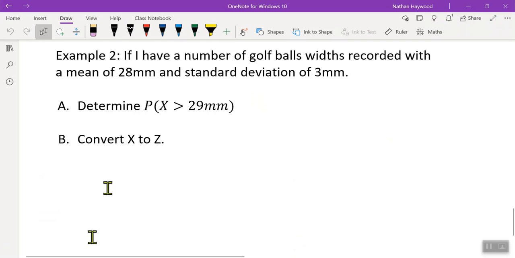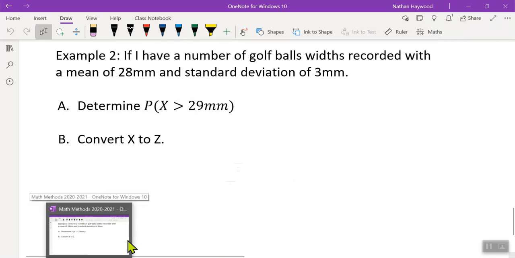Let's go back to the question. It says X greater than 29. So the lower bound is 29 and the upper bound is the biggest number you can put in there. It's not infinity. Different solutions coming around.